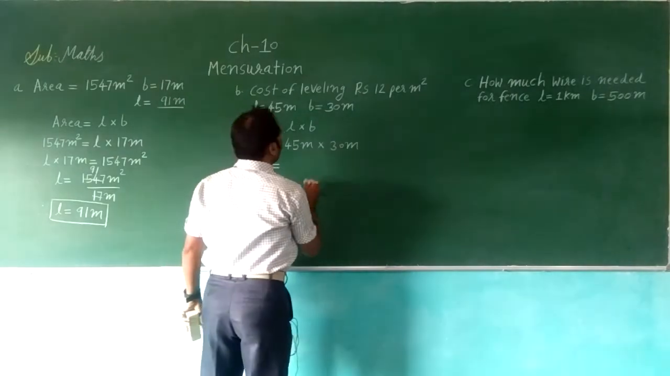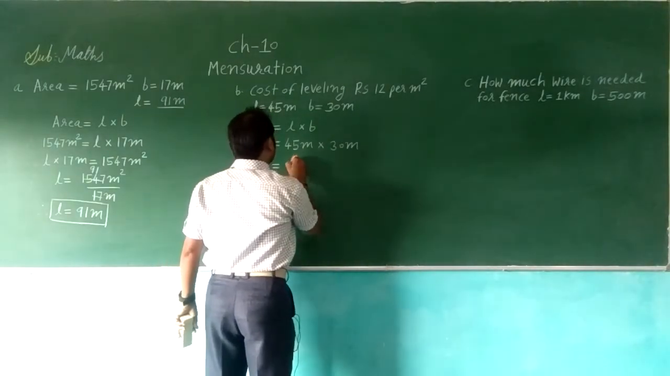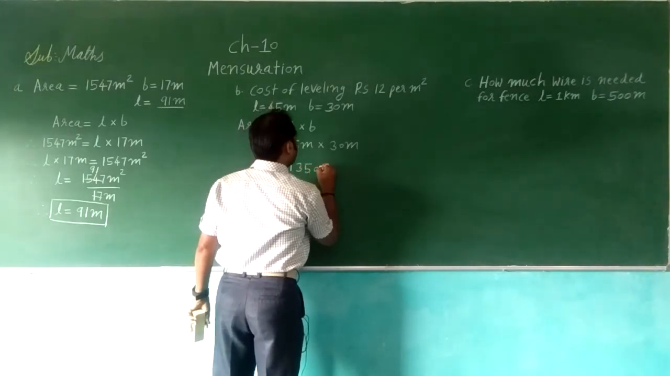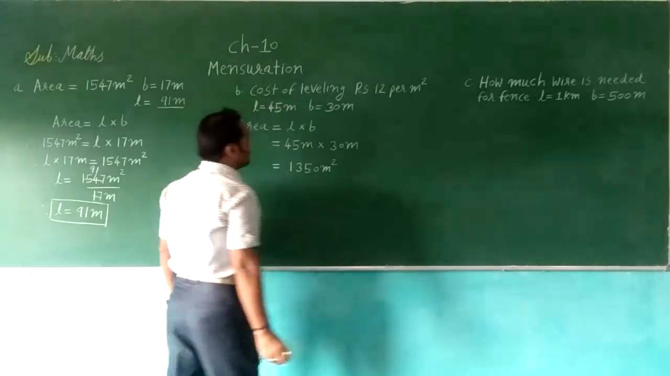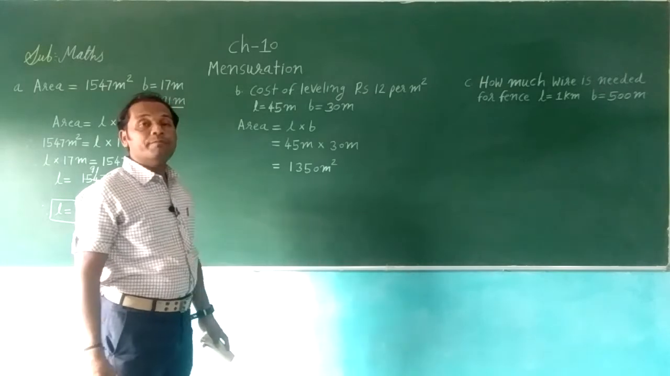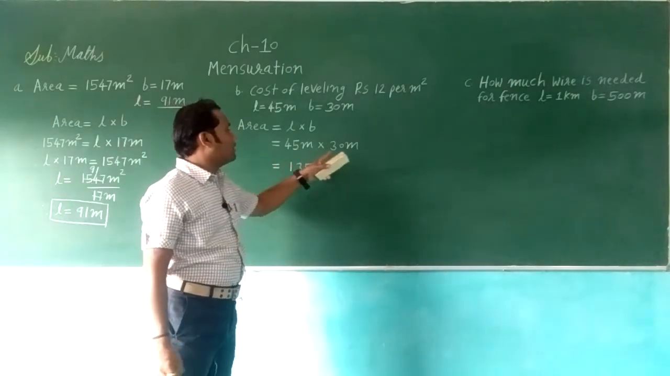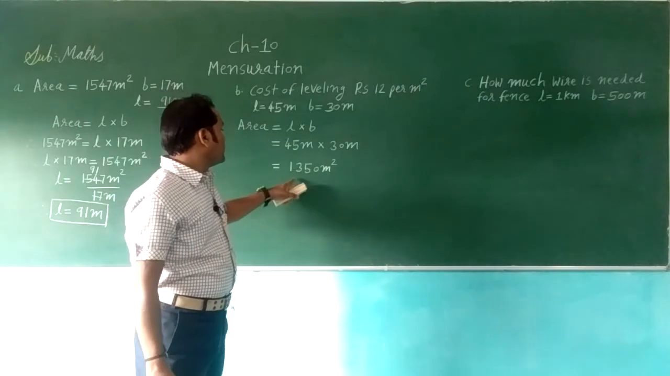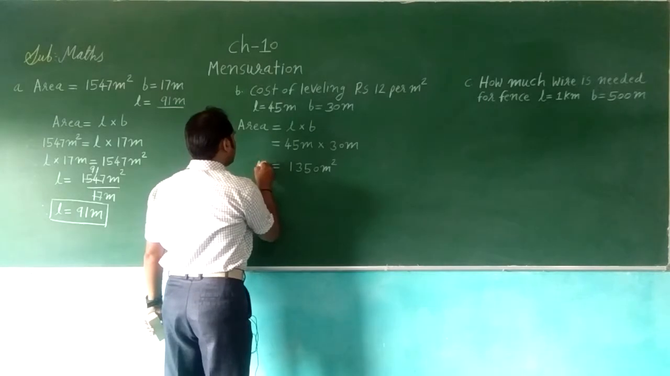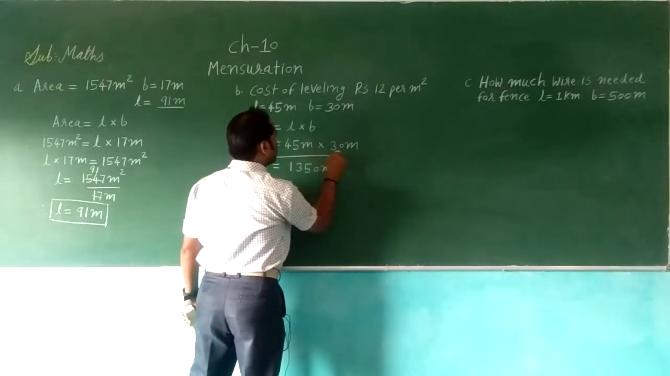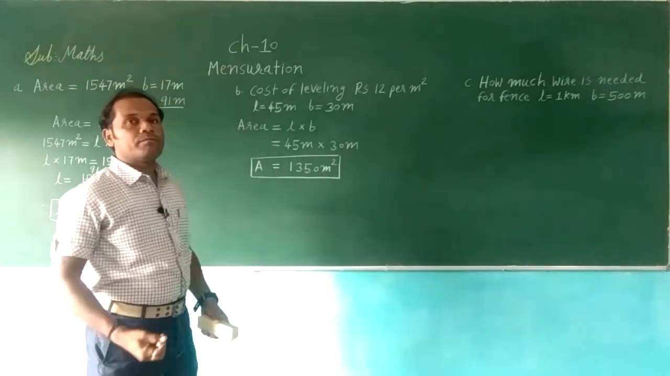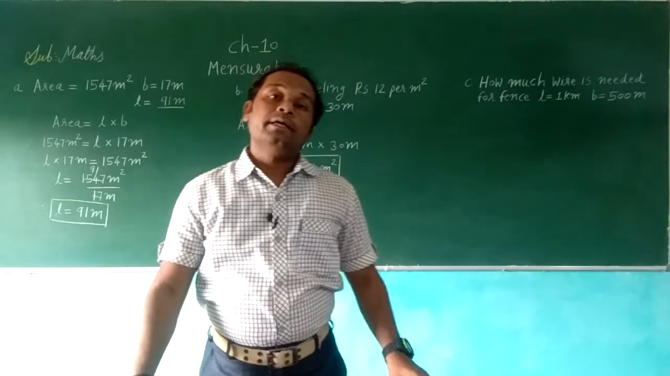So 45 multiplied by 30 will come 1350 meter square. The area will be 1350 meter square. 45 multiplied by 30 is 1350 meter square. That is the area we got, 1350 meter square. Now we have just the area.